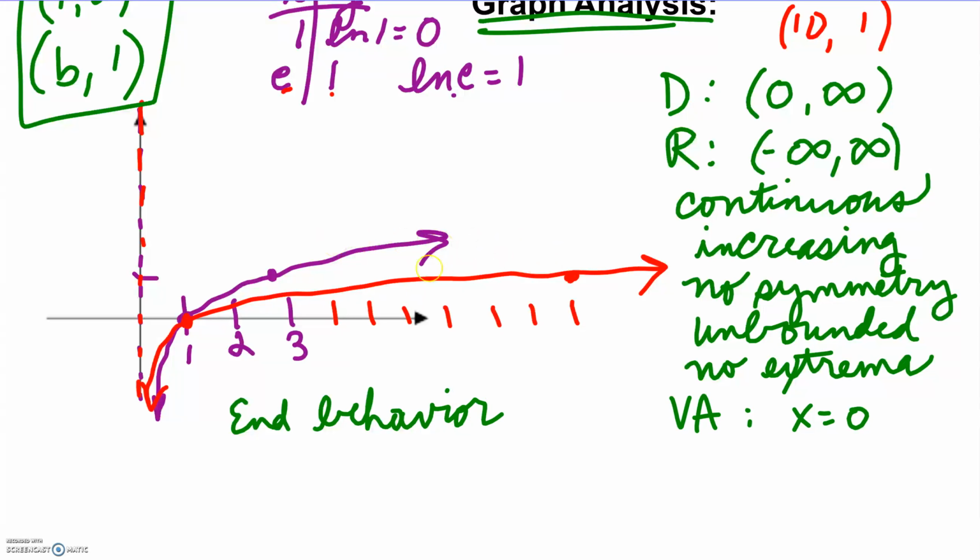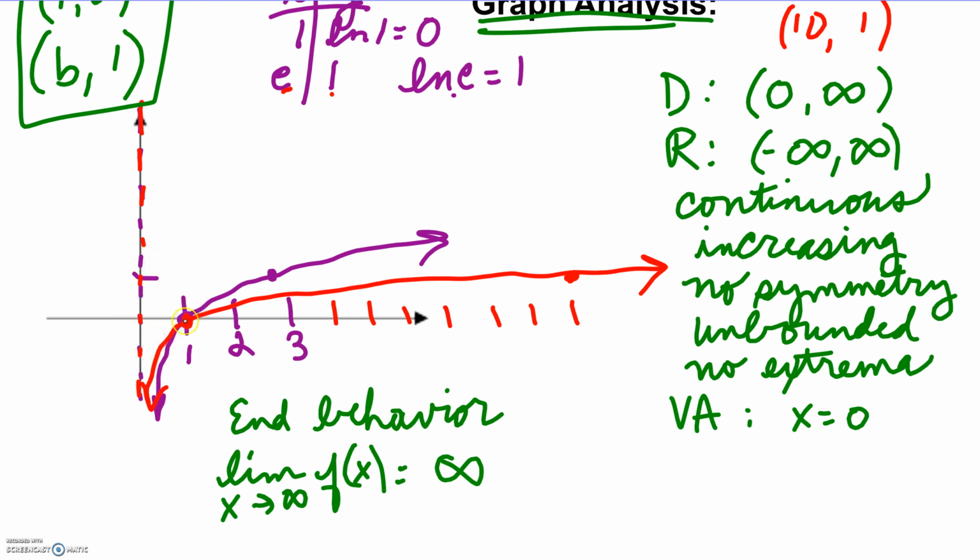On the end out to the right over here, we can say the limit as x approaches infinity of f of x is equal to infinity, because as x is getting bigger and bigger, y is also getting bigger and bigger. The other end, though, doesn't approach negative infinity.